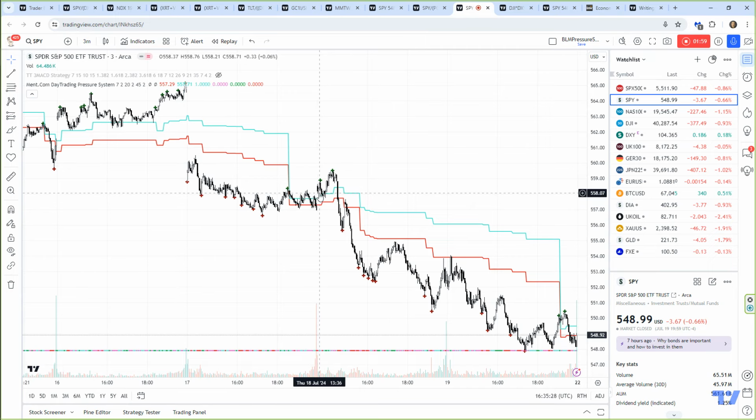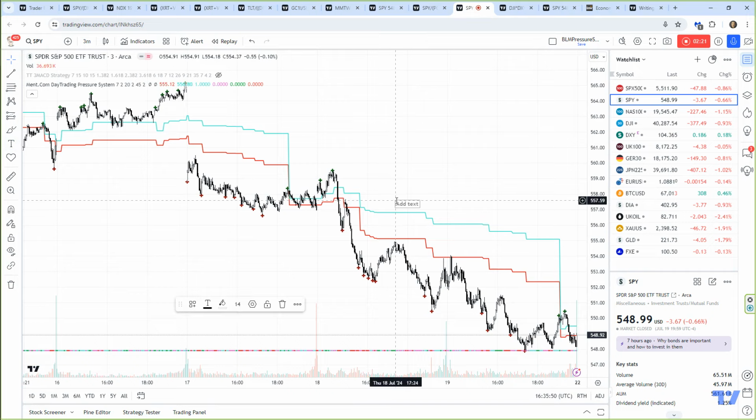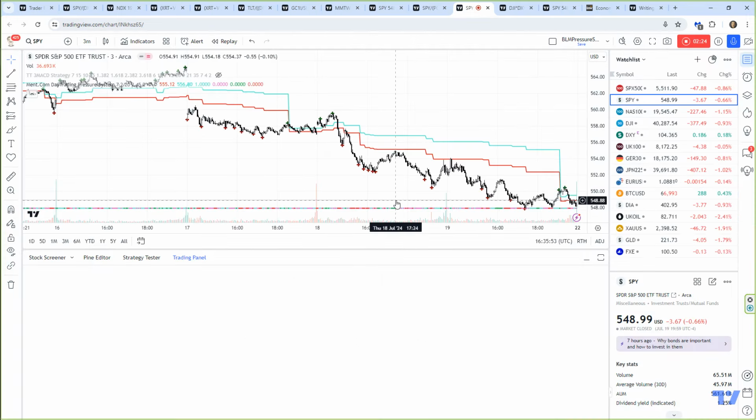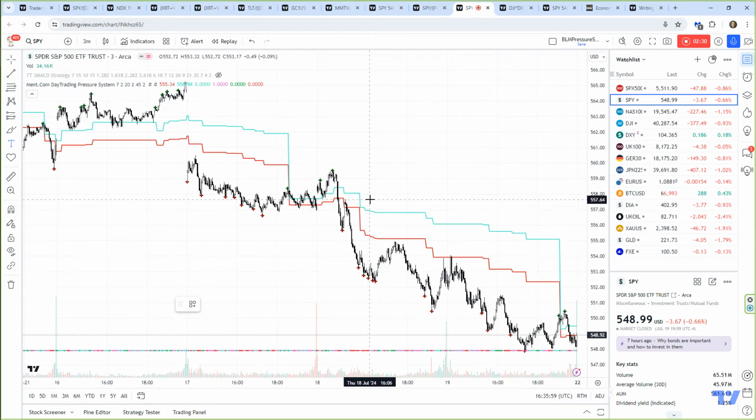Then we moved into bullish trending here early on the 18th, and broke all the way down into bearish trending. What this is designed to do is to keep you aware of pressure in the market. It's designed to teach you that we have an A and a B. We have a bullish side up here, and we have a bearish side here.